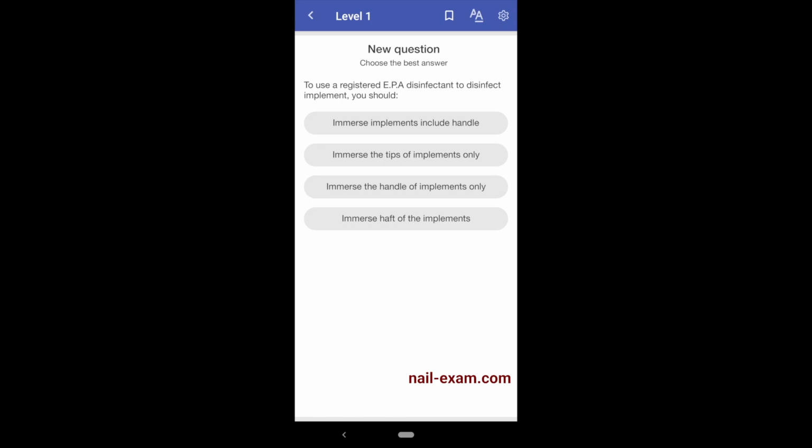To use a registered EPA disinfectant to disinfect implements, you should. Answers: A. Immerse implements including the handle. B. Immerse the tips of implements only. C. Immerse the handle of implements only. D. Immerse the haft of the implements. The answer is A.